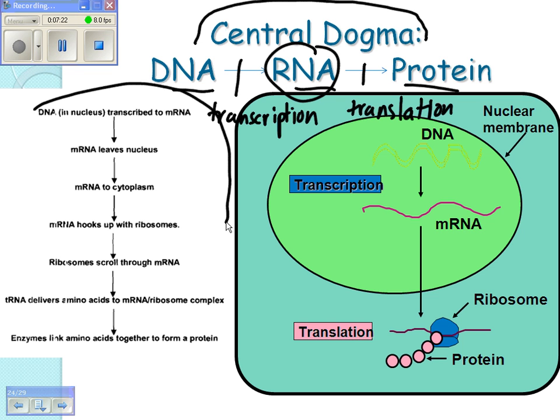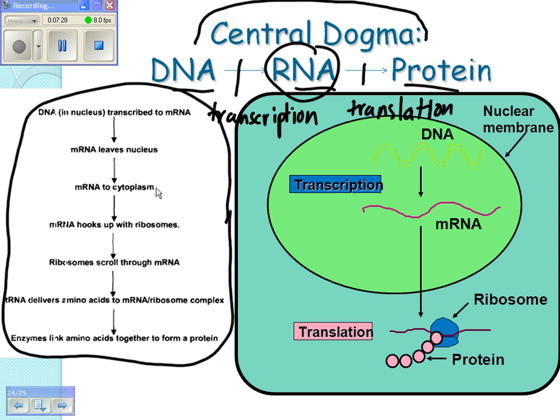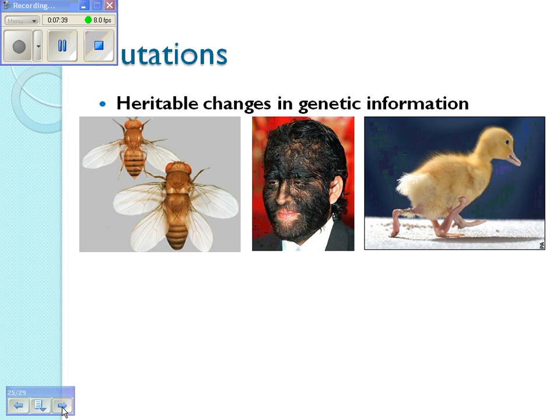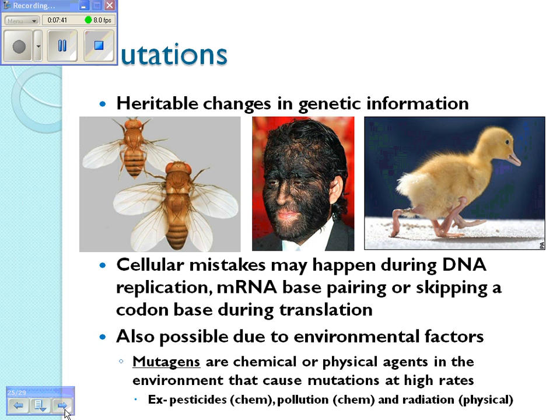Okay, this right here sums up the steps. It's a pretty nice little flow chart. Just remember, yes, the mRNA goes out into the cytoplasm, but it's important that it ends up at the ribosome, not really that it's in the cytoplasm. Okay, so this is what we're talking about, mutations. We went over this in class.